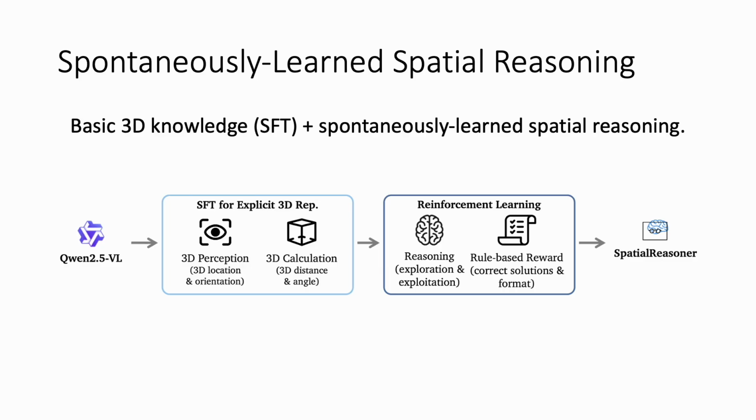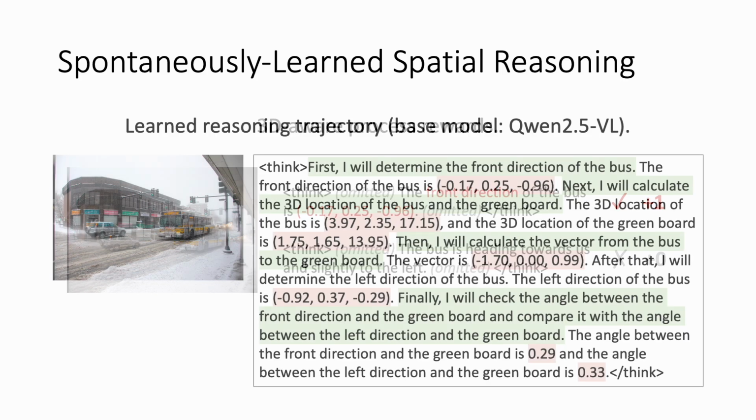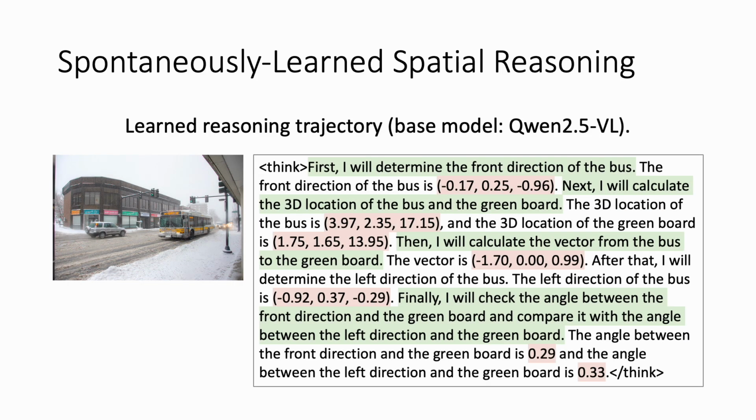Specifically, we adopt a 3D-aware reward design, where the model is encouraged to predict explicit 3D representations, such as 3D coordinates and vectors, rather than vague language descriptions. Results show that our model can integrate the explicit 3D representations into its reasoning trajectories and achieve more reliable and generalizable spatial reasoning.